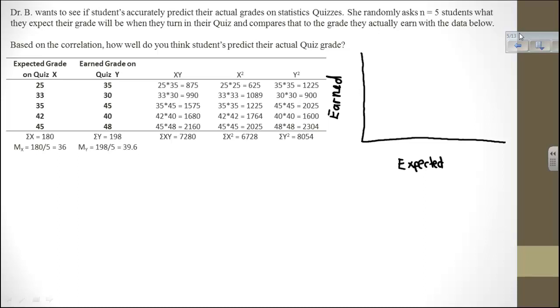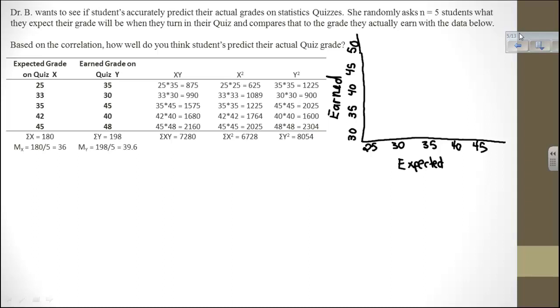So expected goes from 25 to 45. So I'll start with 25, go by fives, 30, 35, 40, and 45. Right? And then the y-axis ranges from 30 to about 48. So I'll start with 30, 35, 40, 45, and 50. This doesn't have to be perfect.